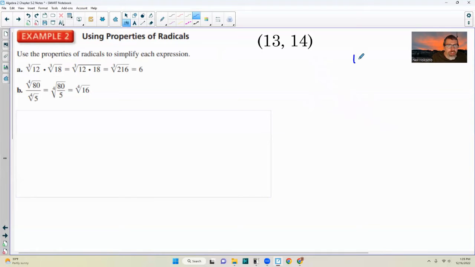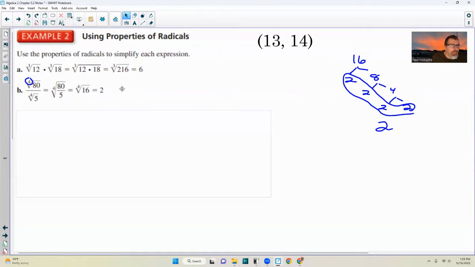Now again, we come over here and we take 16 and it's even, so it's 2 times 8. 8 is even, that's 2 times 4. 4 is even, that's 2 times 2. And lo and behold, we get four 2's. Our index is 4, so we need four 2's to become one 2 outside. So the fourth root of 16 is 2. And that's all there is to it.